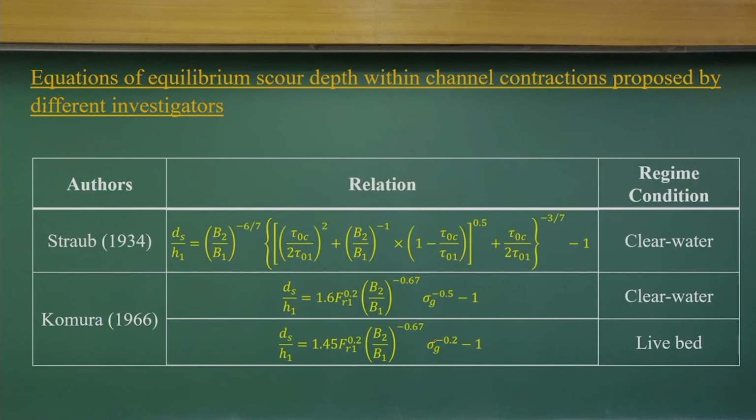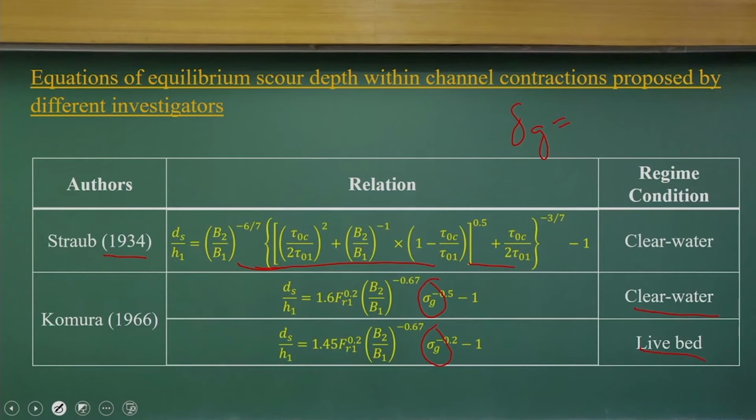But if you look at that, many authors did similar types of experiments and tried to modify it. For example, Straub 1932 has similar equations from the experimental data and tried to find out what could be the value. But Kumar 1966 has included the particle size distributions. This is for the clear water and the live bed scour. So, sigma g stands for the geometric standard deviation of the particle size distribution.